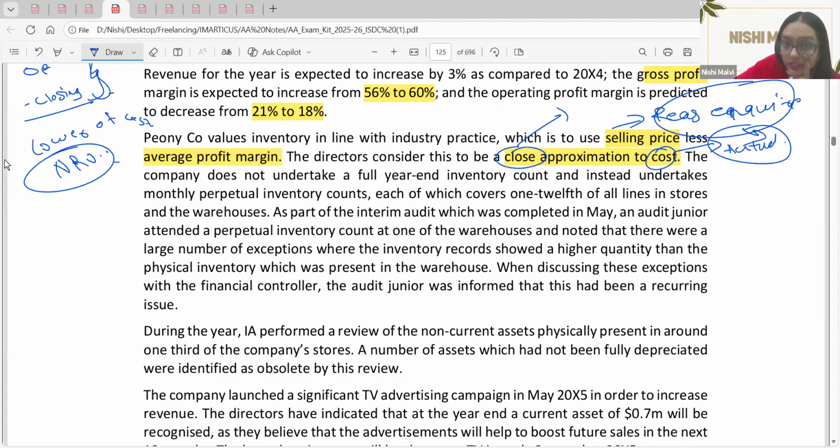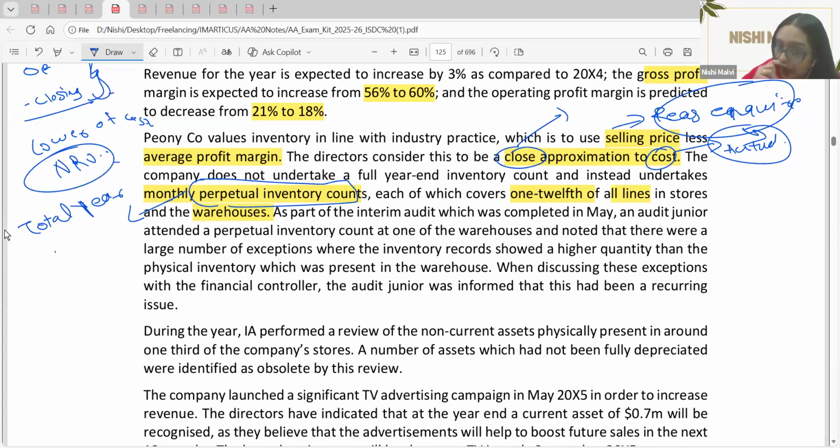The company does not take a full year inventory count. Instead, it undertakes a monthly perpetual inventory count. You can consider analytical procedure. Compare current year, last year, right? Monthly perpetual inventory count, each of which covers 1/12 of all lines, only 1/12 in stores. Don't you think there's a problem? Perpetual inventory count: check the perpetual inventory count with the total year-end inventory count. And check whether everything is correctly, completely recorded or not.